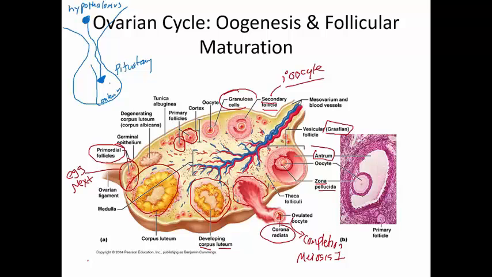Gonadotropins means it acts on the gonad, and it's a tropin, so it causes growth. The hormone here in the hypothalamus is called GnRH. That stands for gonadotropin-releasing hormone, and it causes the secretion of LH and FSH, which should sound very familiar to you because we just talked about this with male reproduction. But now these words actually make sense.